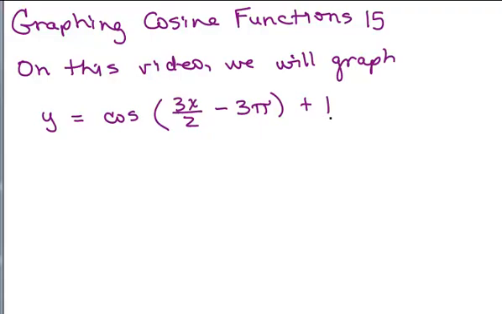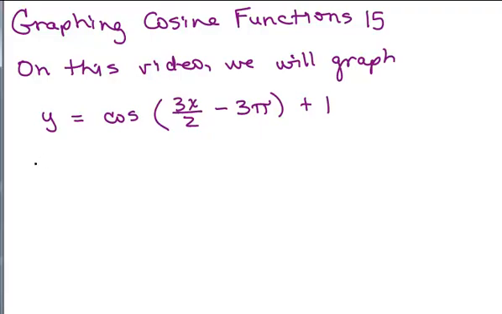There's also a vertical shift because of this plus 1 at the end, but the amplitude is 1 because there's no coefficient except 1 in front of the cosine. Alright, so we have a lot going on here. Let's work on the period first.